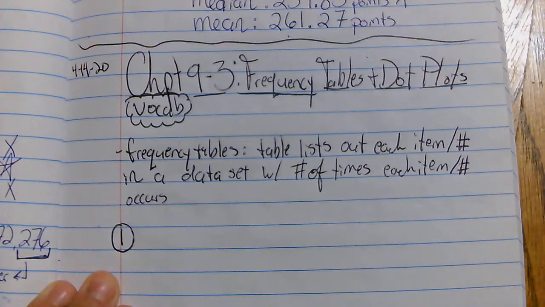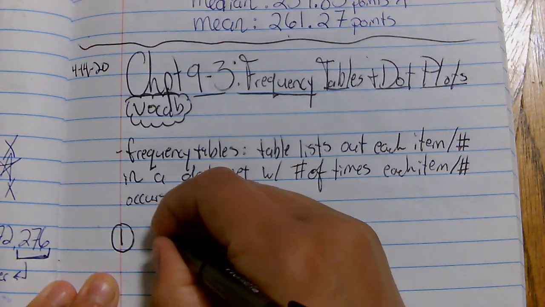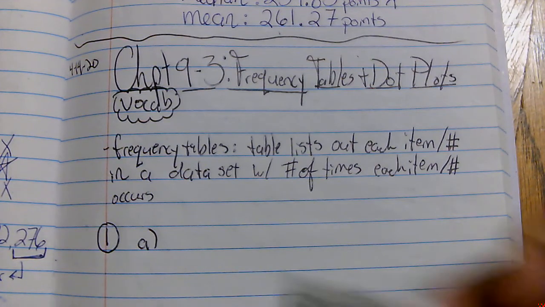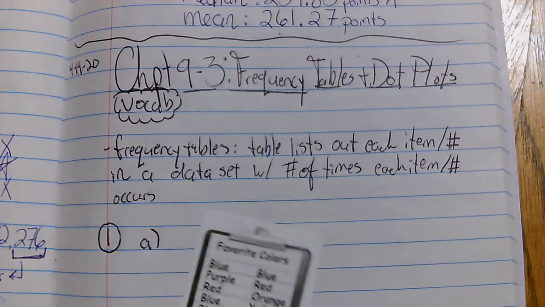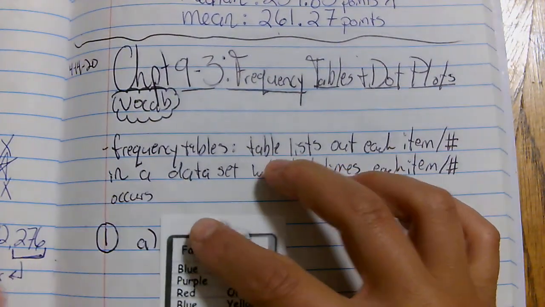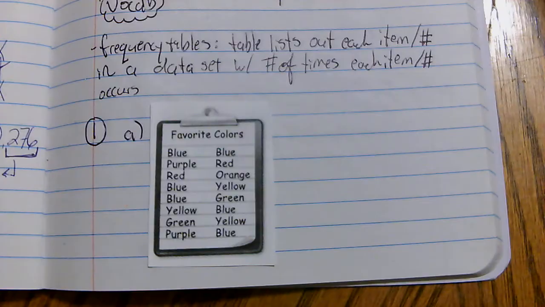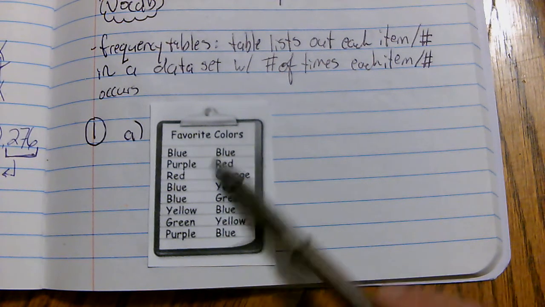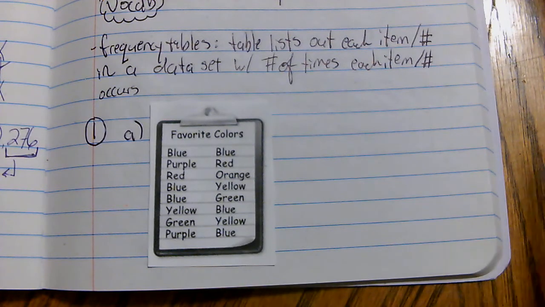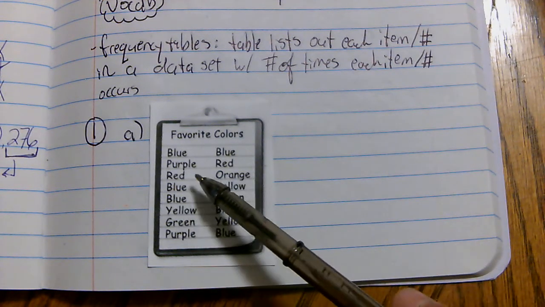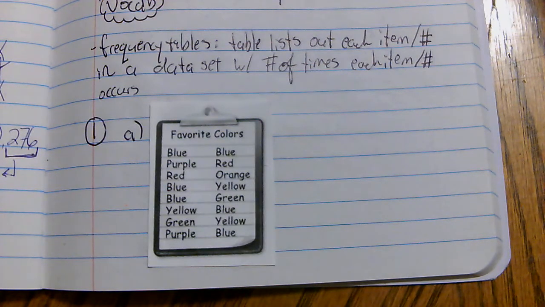Alright, and this is where we're going to talk about frequency tables. And I'm going to put A, and I'm going to put in my first cutout, which looks like this. So I'm going to pause and glue in. Please do the same. Alright, so mine is glued in. And you can see we've got a list of colors here. I think someone was doing some sort of survey of their classmates to see what their favorite color was.